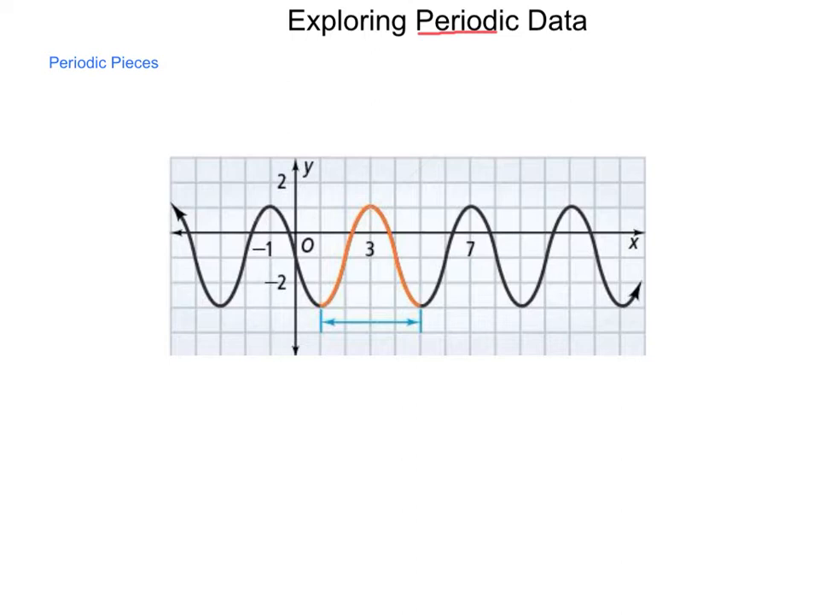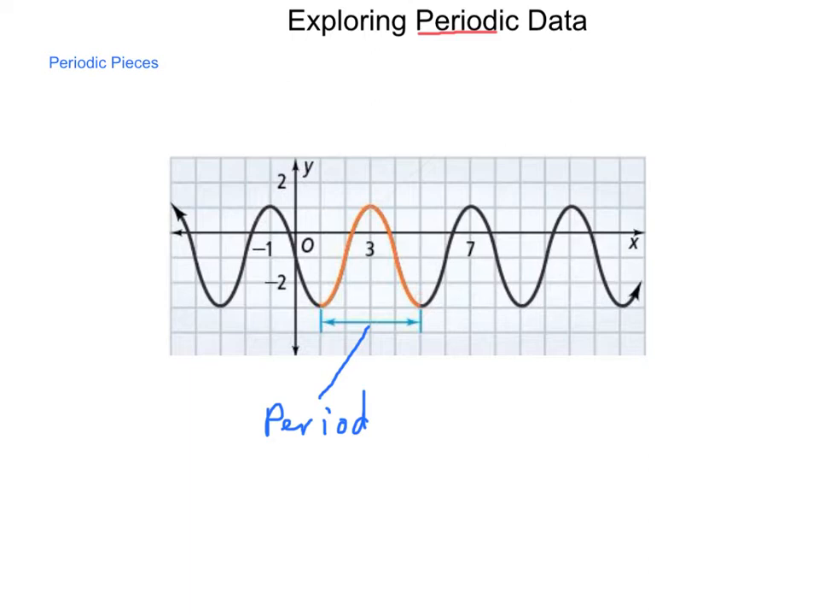Shown in the diagram is the graph of a periodic function, and the pieces of this graph are as follows. First, this section that's noted in blue is called a period. A period is the amount of time or the distance it takes for our function to complete one full cycle. It has to begin and end at the same y value headed in the same direction.